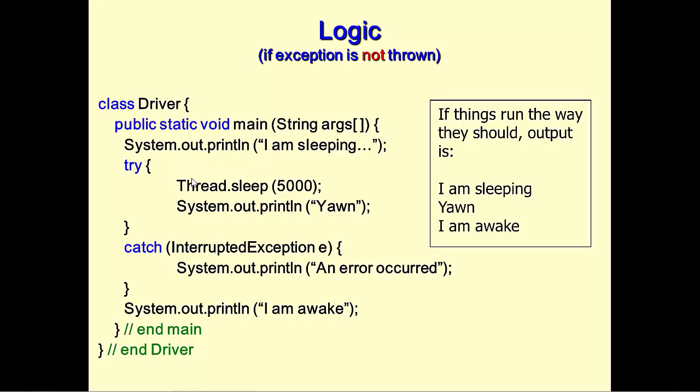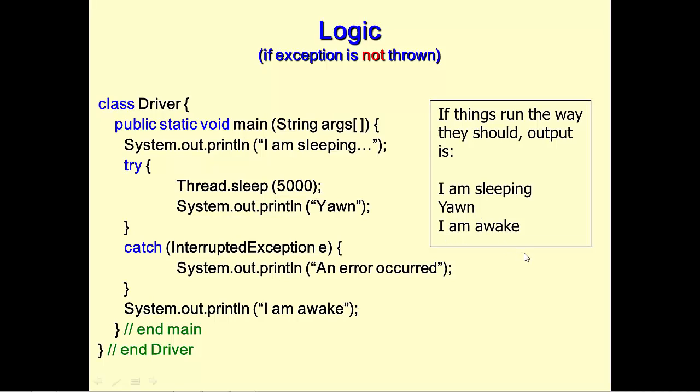So if things run the way that they should, the output is going to be I am sleeping from here up the top, and then it's going to say yawn because it has slept for 5 seconds. It's going to skip over the catch because an exception was not thrown, and so therefore it's going to print out I am awake, and that's why you get the output I am sleeping, yawn, I'm awake.